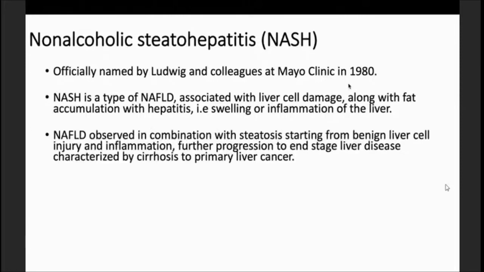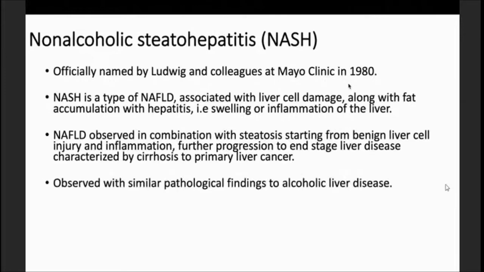NASH is observed in combination with steatosis, starting from benign liver cell injury and inflammation. And it further progresses to end-stage liver disease, which is characterized by cirrhosis or primary liver cancers, which are irreversible at that point. It is observed with similar pathological findings to alcoholic liver disease. So people who don't consume alcohol to a significant level also observe the same thing.